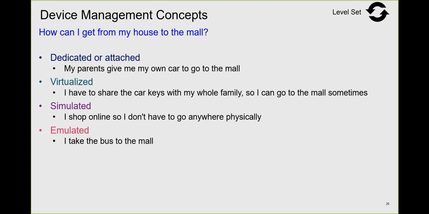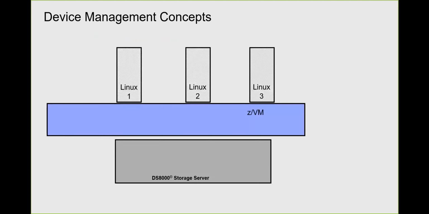So let's take this and apply it to our z space now. Let's say that we have 3 Linux guests that are managed by a z/VM hypervisor, and we need to get to some DS8000 storage server. So again, we have things like dedicated devices. We could take a DS8000 storage server and completely dedicate it to a Linux guest. That's the easy case. We could also virtualize the disk.